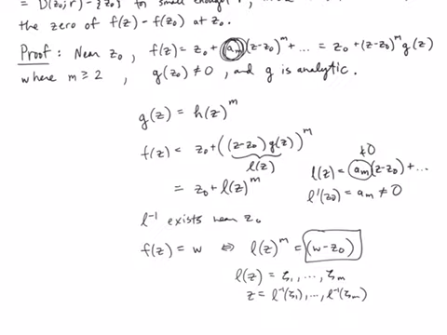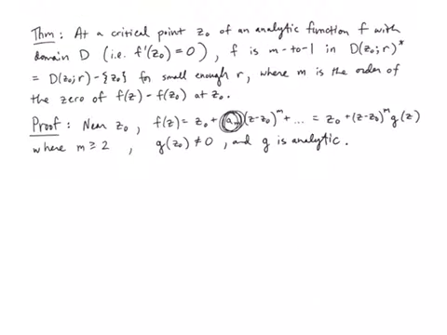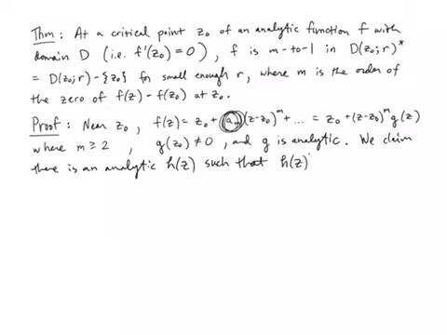So what we have to do is write that out. And the first thing we need to say is that g has an mth root. So we claim there is an analytic h of z such that h of z to the m is equal to g of z.